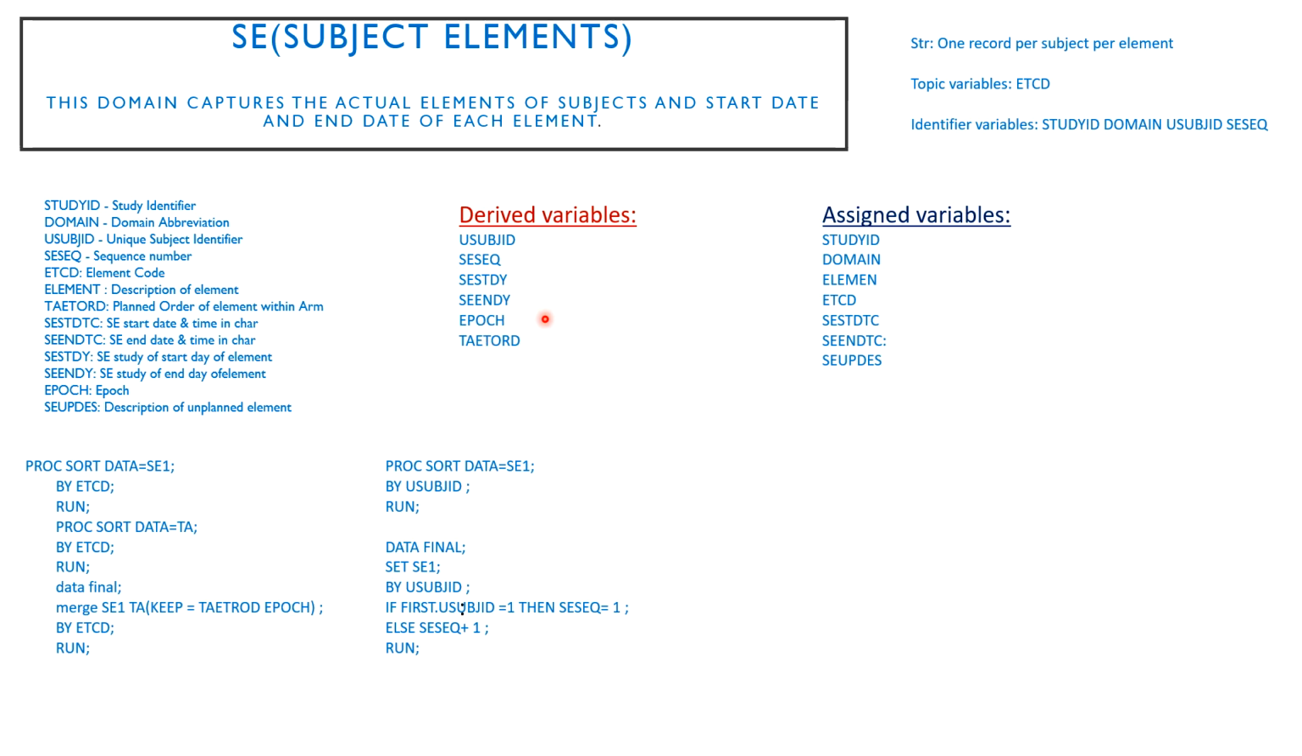So next we have to derive epoch and trial element order. Epoch and trial element order will be derived from the TA domain. First we need to sort the data by element code, and the TA domain also we have to sort by element code. Then we keep the trial element order and epoch by element code, and merge both data sets. In this way we will derive epoch.